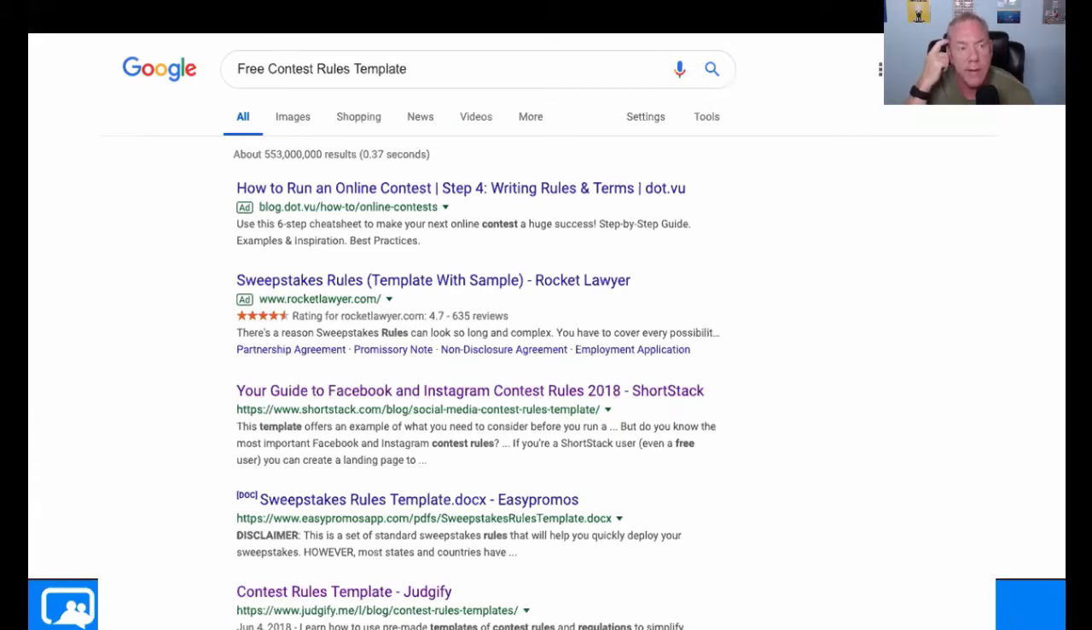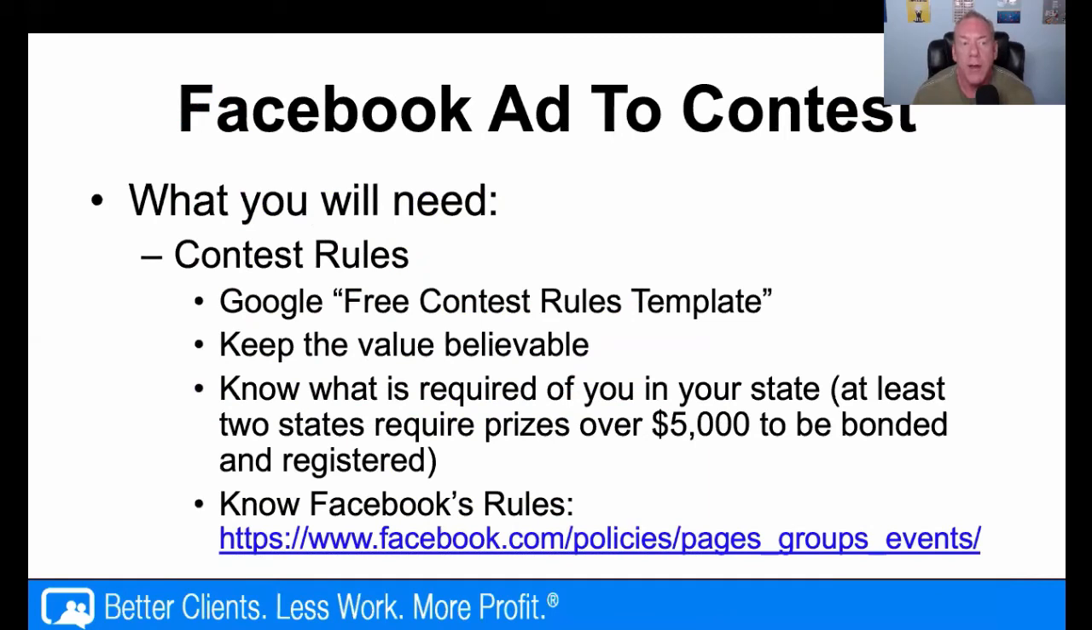I just wanted to see some of the stuff. The second one, sweepstakes rules template with sample, Rocket Lawyer. I've bought a lot of different templates from Rocket Lawyer. I want to say it's like $30, something like that. I mean, it's not really expensive if you want to pay for it. That's obviously not a free one. But if you keep going down, contest rules template, the very last one on the sheet there, that was a free one. And to be honest with you, the free one's just fine. I mean, I'm not giving you legal advice here, but do what you want to do. You can either pay a lawyer or use the free contest rules template. It's entirely up to you. So again, we've got the free contest rules template.